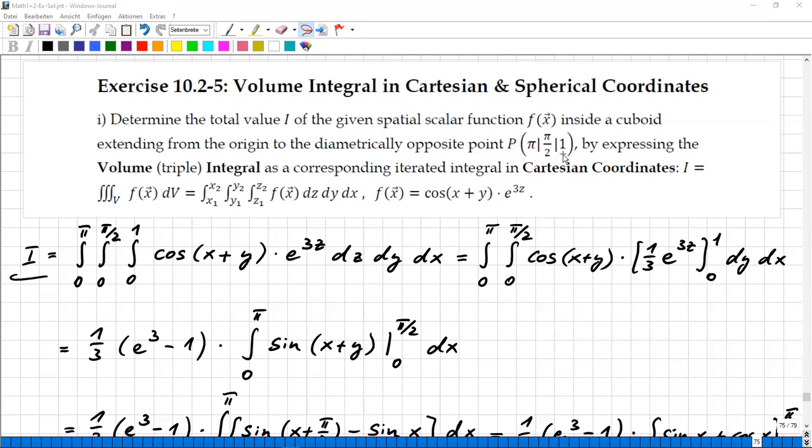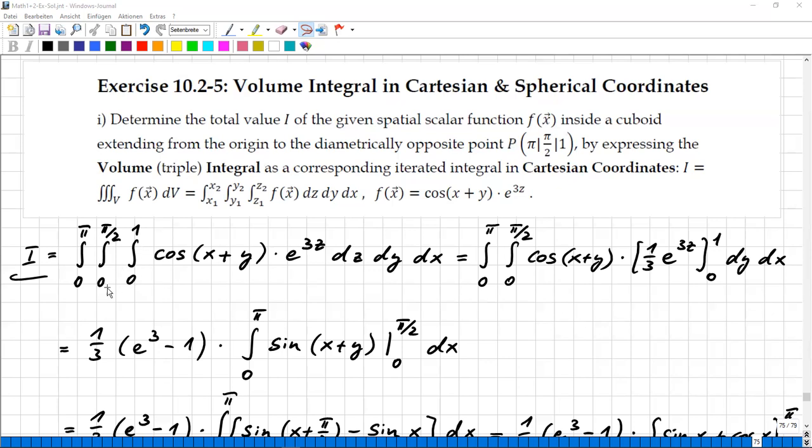for z. In other words, it's a little bit similar to the previous exercise, so that one of the corners of this cuboid is in the origin, and the one diagonally opposite is this one. So it's quite obvious that the x variable ranges from 0 to pi, the y variable from 0 to pi half, and the z variable from 0 to 1. So that's just another way of saying this. Okay, so this is the range.